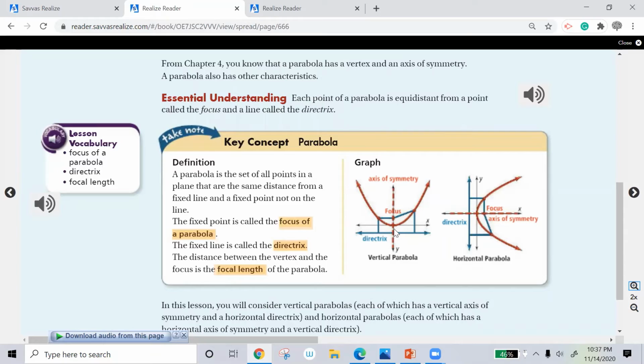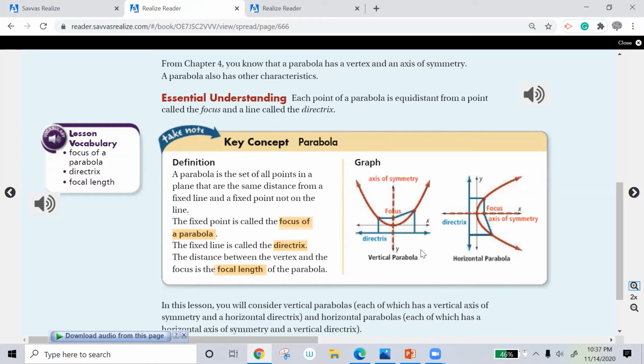So from the central origin 0, 0, we have the same distance from focus and the directrix. Here, from the key concept, we have this graph. This is a vertical parabola, since our axis of symmetry and point of focus are on the y-axis. The axis of symmetry is a line that divides our graph into two congruent parts. And on the right side, we have a horizontal parabola. We have the focus on the x-axis. The same thing with the center or origin.